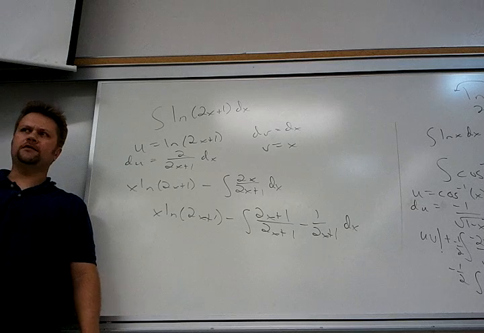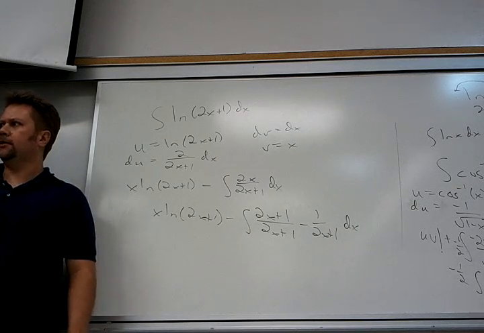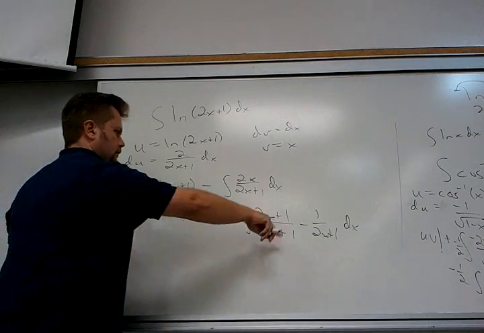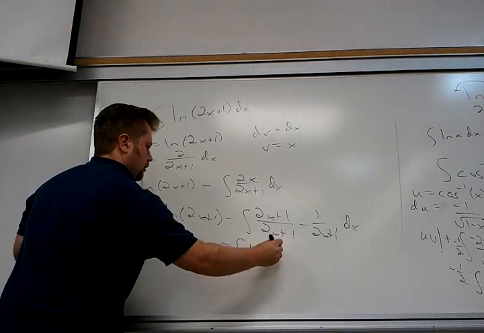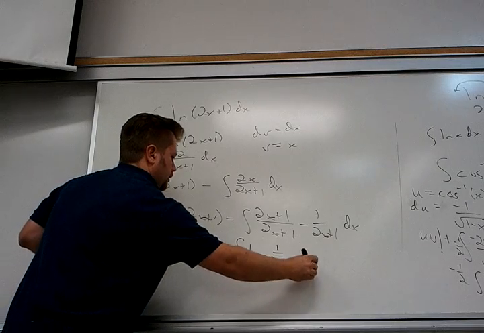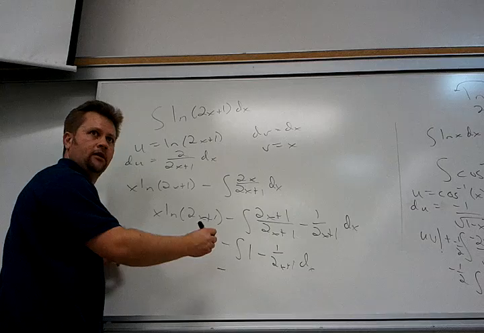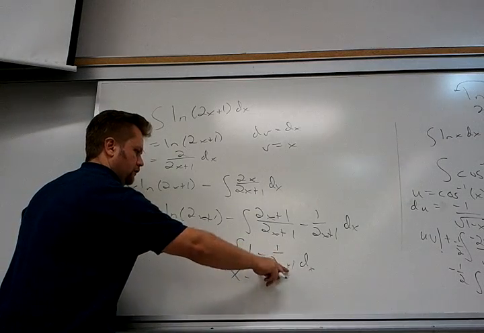I'll show you a different way to do this. The math is really the same, but it's just using U sub, so you don't have to guess what's going on. This is going to be just 1, and both of those integrals are easy, right? What's the integral of 1? X. And what's the integral of 1 over 2x plus 1?